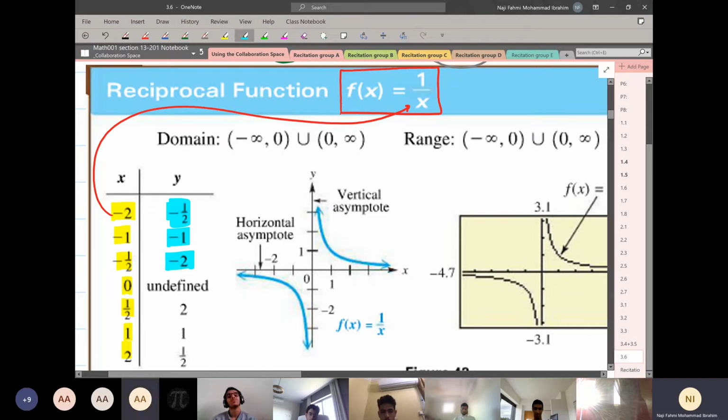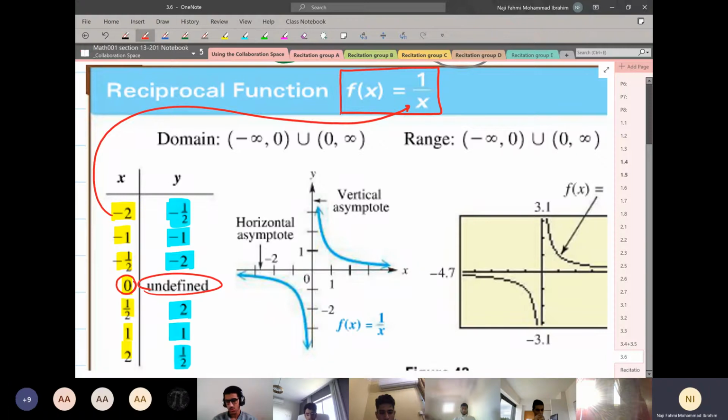It's negative 2. Can I replace x by 0? If I put 0 for x, what will I have? 1 over 0, which is undefined. Now let's replace x by positive half. 1 over positive half is 2. And if I replace x by 1, 1 over 1 is 1. And if I replace x by 2, 1 over 2 is half.